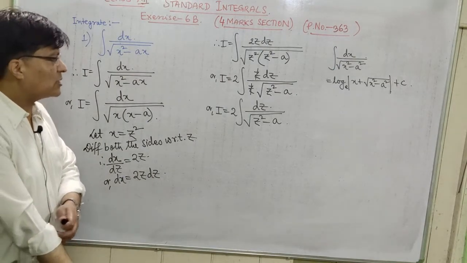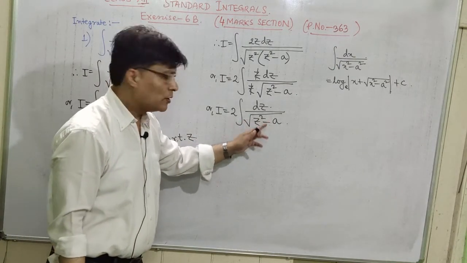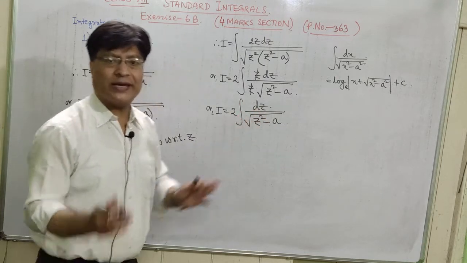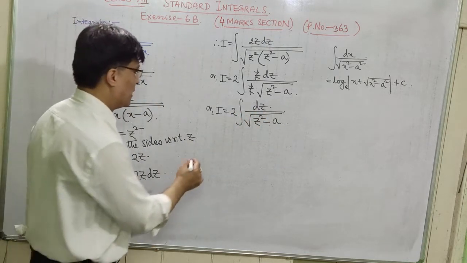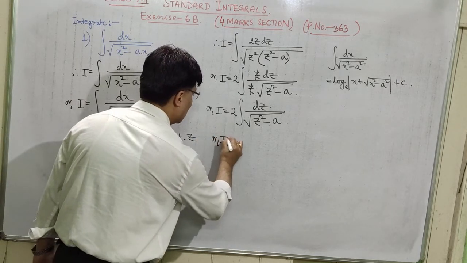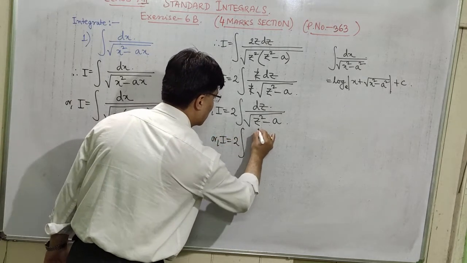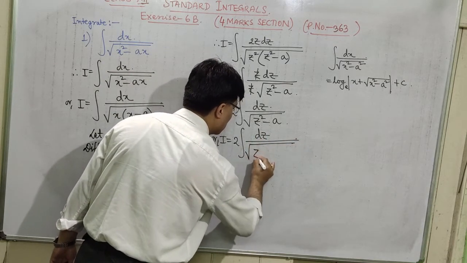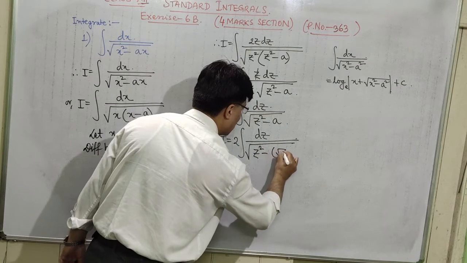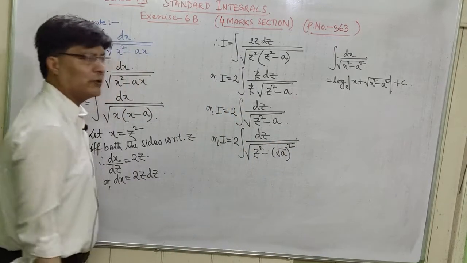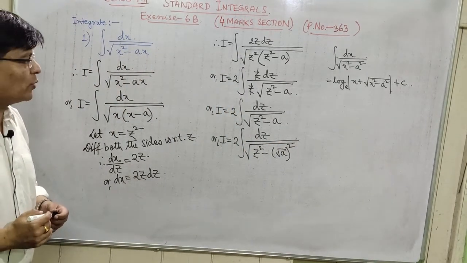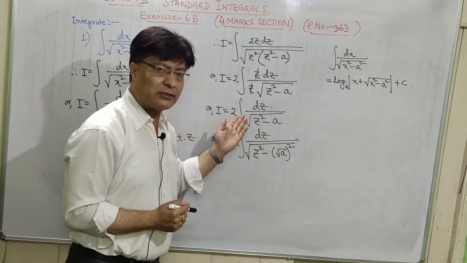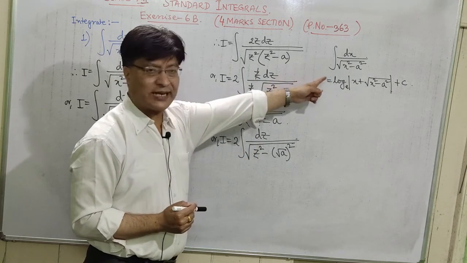Okay? So let us convert it into standard form. So instead of x there is z square and this is a. So a should be put within whole square. So I is equal to 2 integral sign dz divided by within square root, it is z square minus a within whole square is root over a whole square. So we can compare these two integrations. Let us compare this integration with the standard form.